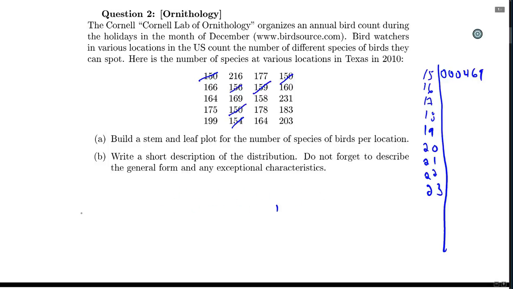Now I'll do the 160s. I have 166, 164, and then what else do I have? I have 169, 164, and then 160, 160. Oh, notice I have a 158 that I missed, so I need to add a leaf. I'll take out the 9 and then put in an 8 and a 9. So this 159 I added to the plot. Okay, so the 160s: I have a 0, 2 4s, a 6 and a 9. So that's the 160s.